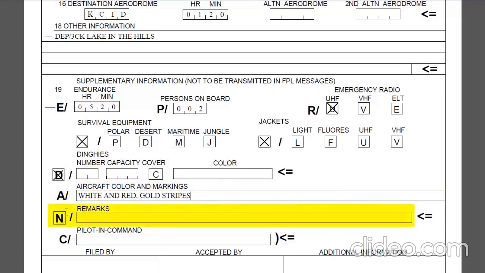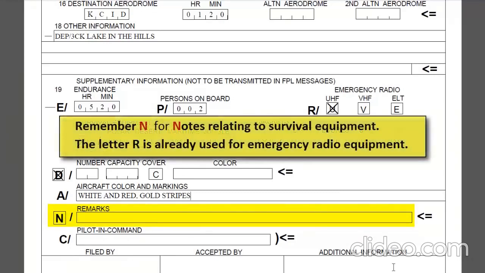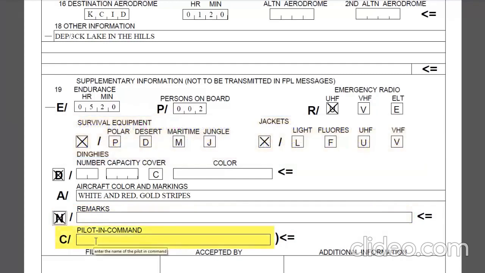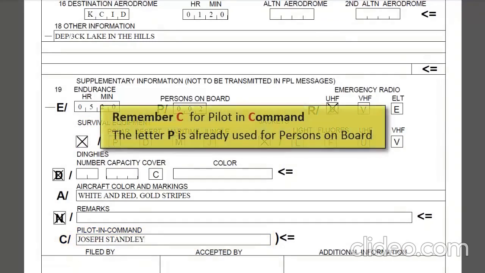The remarks section after the N right here, this is where you would put notes about the survival equipment. If we don't really have any survival equipment to talk about, and we don't have any notes or don't want to put any remarks there, we would X out the N there, showing that we don't have any notes in that section. And the last section is our pilot in command section, where we would put our pilot in command. All right. And that just leaves the last line where it says filed by, accepted by, and additional information.